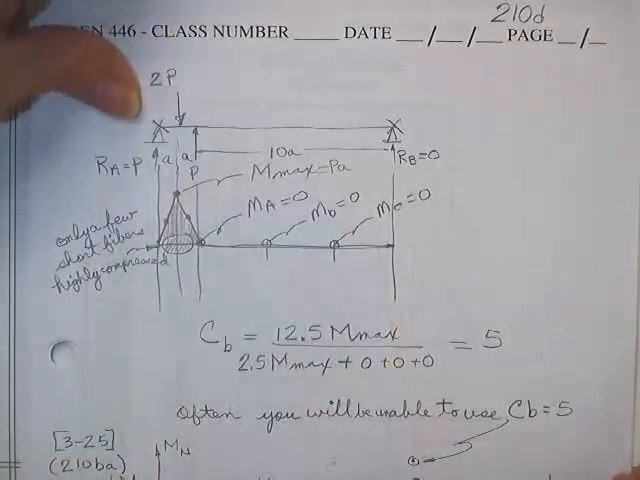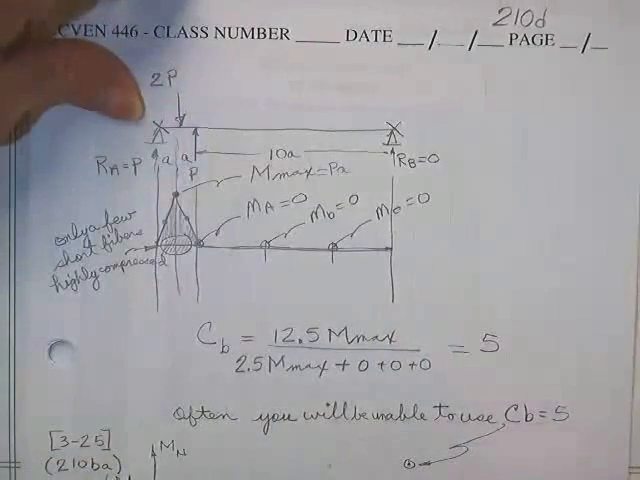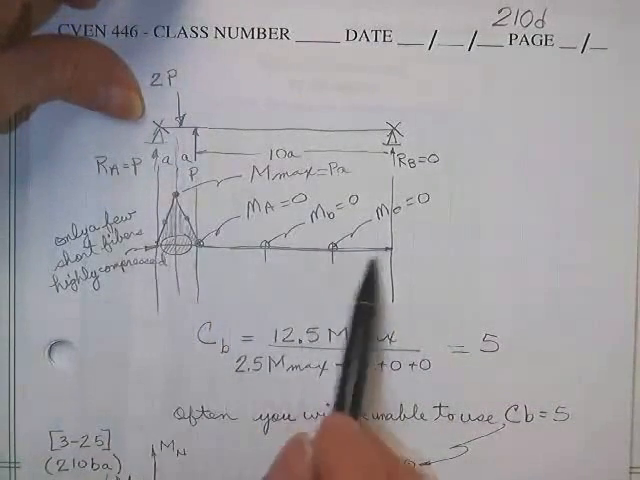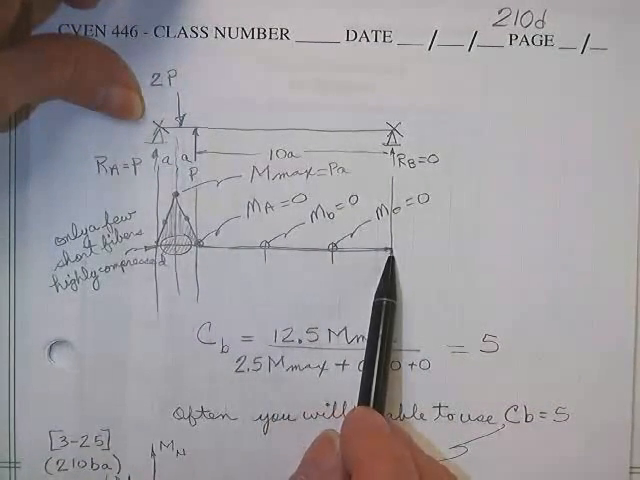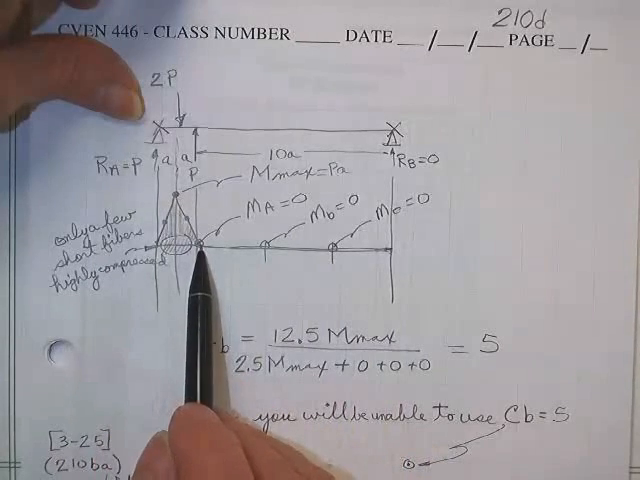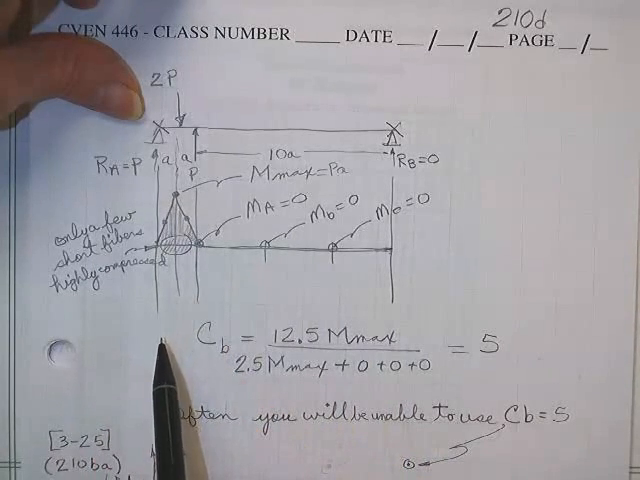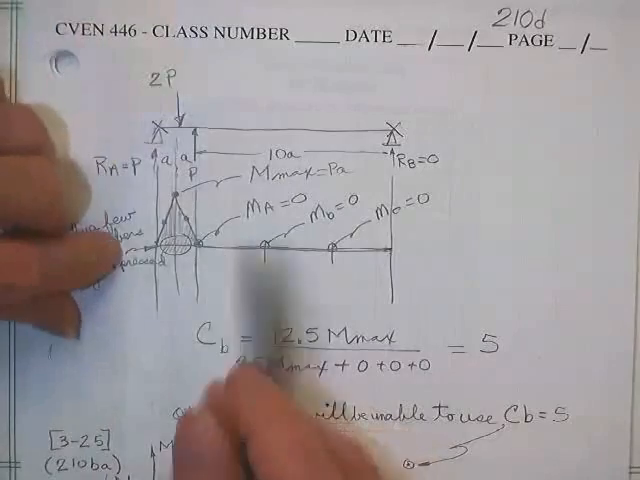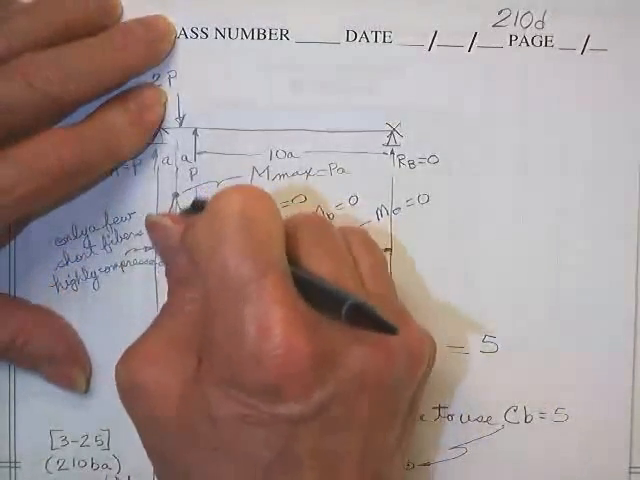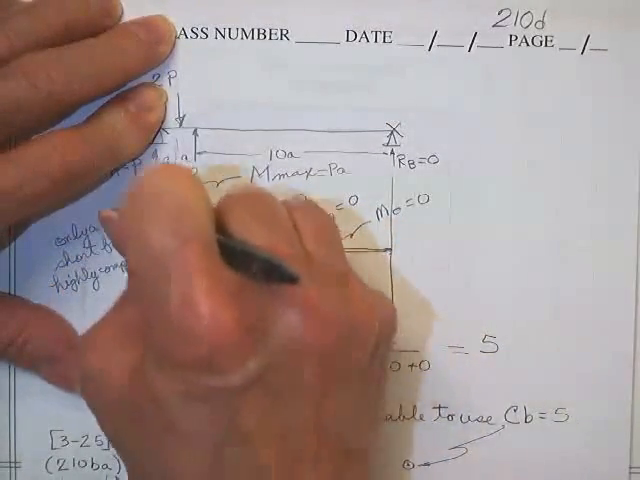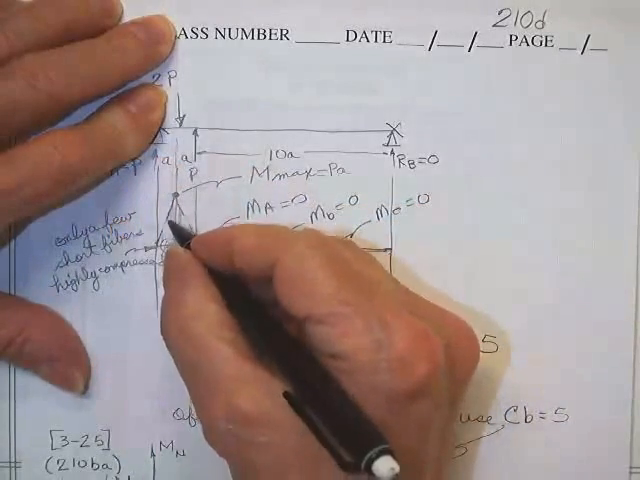Here's your moment diagram. So now here you have a beam, and this beam is 12A long, and it's got a little spike moment. And I don't know what those are doing there because they're not anything, really.